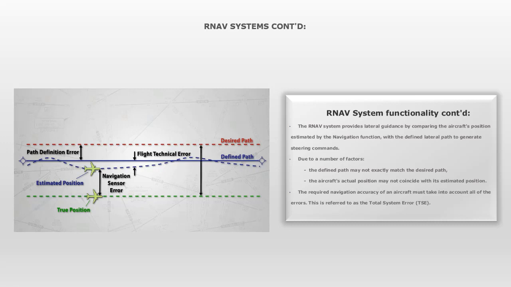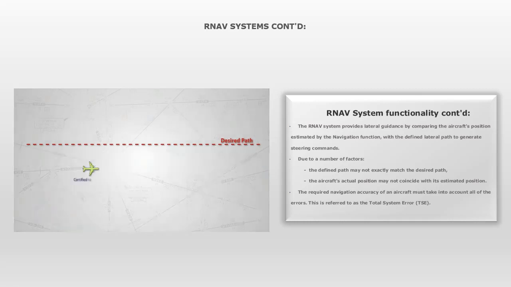The combination of all three errors is known as total system error. The total system error is the difference between the physical, true position of the aircraft and the desired path that the planner/designer wants the aircraft to fly.